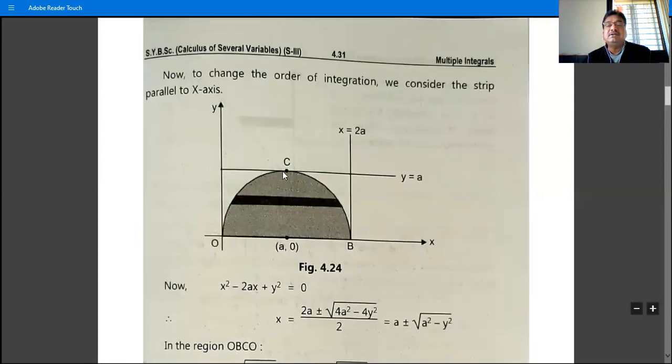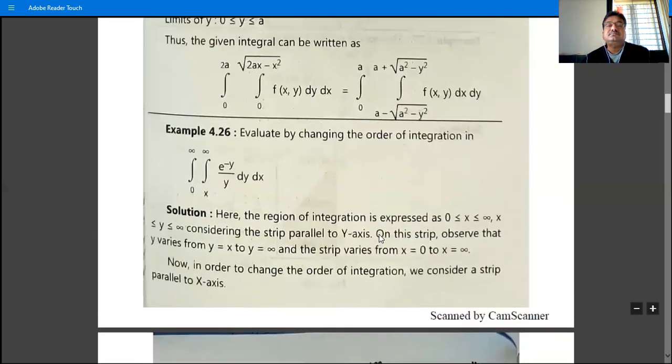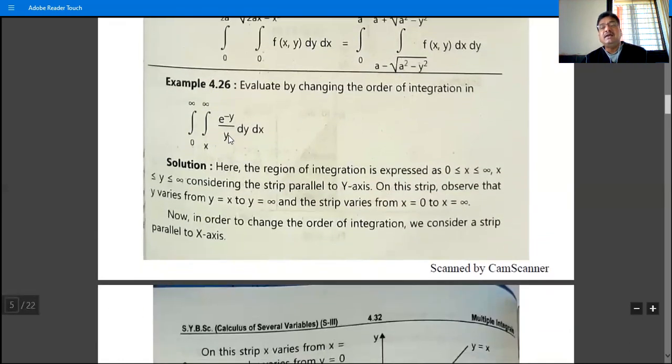So in order to cover this shaded region, we have to move this strip from this point to this point. At this point y is 0, and at this point y is a. So the limits of y are 0 to a. Okay, so here the order of integration is changed: with respect to x first, then with respect to y. So the same question: evaluate by changing the order of integration, that is, change the order and then evaluate.